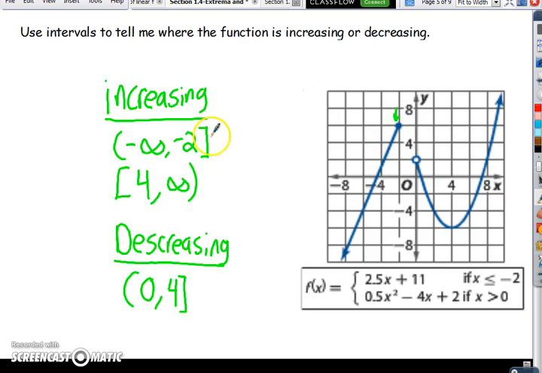Stop increasing. That's my negative infinity to negative 2. I then go to here. I'm decreasing on that little chunk right there. This is why I get 0 to 4, because 4 is my x value. And then from 4 to infinity.